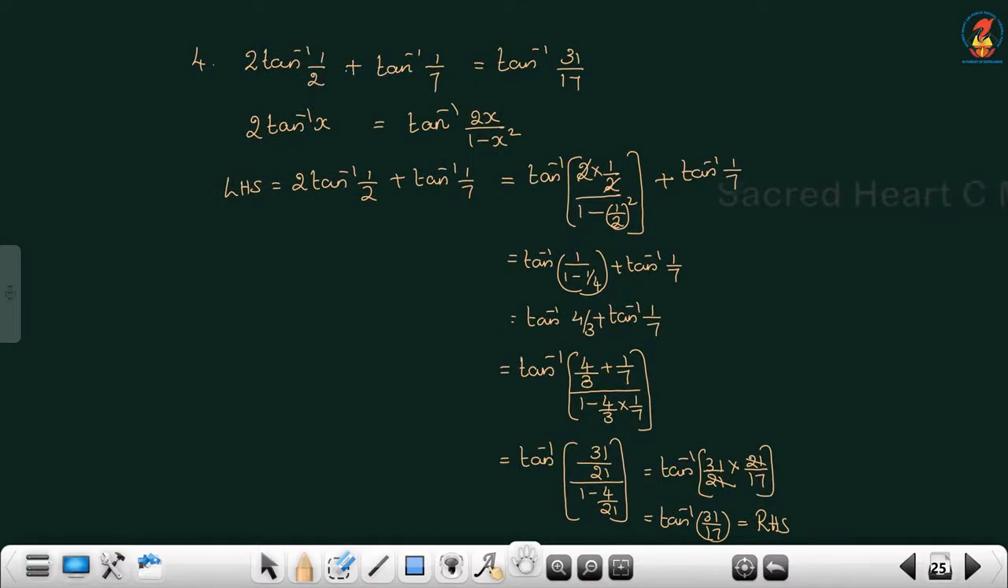Okay, go through it. Here the first term is 2 tan inverse x, that we can write as tan inverse 2x by 1 minus x square. So that is the first term plus the second term. So this becomes tan inverse 4 by 3, then tan inverse 1 by 7. Then again addition, tan inverse x plus tan inverse y is tan inverse x plus y by 1 minus xy. And simplification, so we get tan inverse 31 by 7.